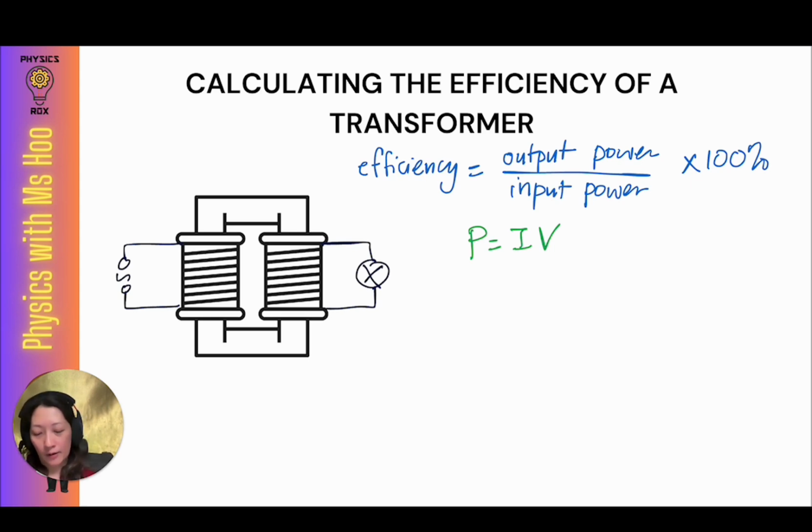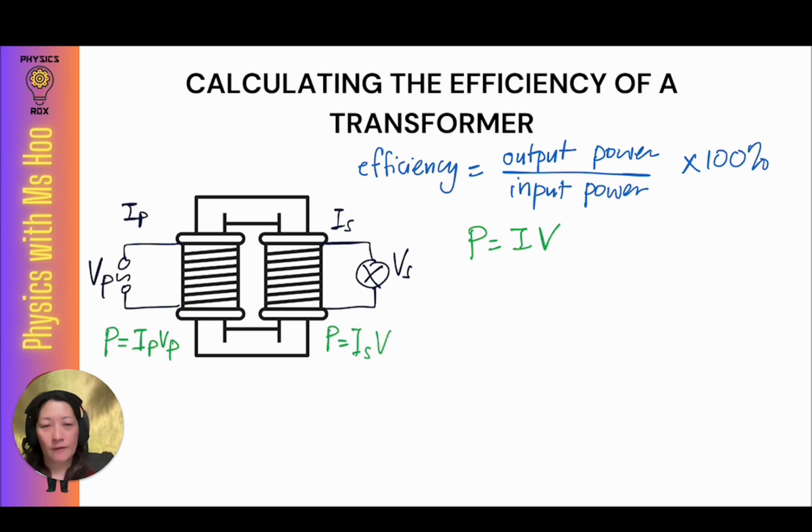On the primary coil, the current flowing through the primary coil would be the primary current, which I'll label as IP, and the potential difference is VP, primary voltage. Whereas on the secondary coil, it has its own current, which I'll label as IS, secondary current, and its own potential difference, which I'll label as VS, secondary voltage. So from this formula of P equals IV, we know that the power on the input circuit would be IPVP, whereas on the output circuit, it would be P equals ISVS.